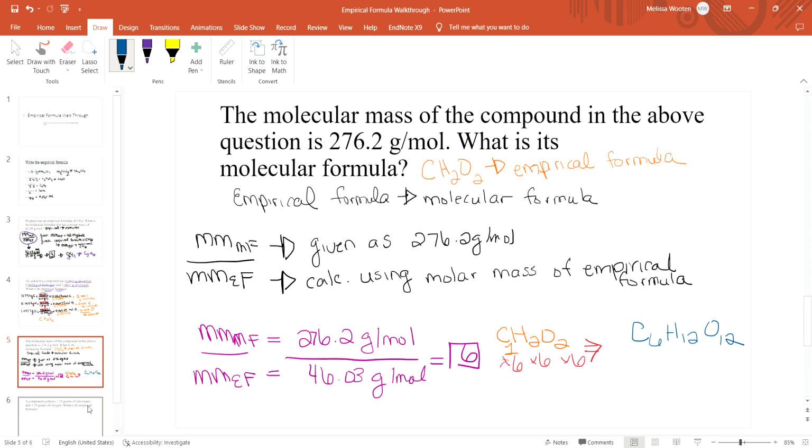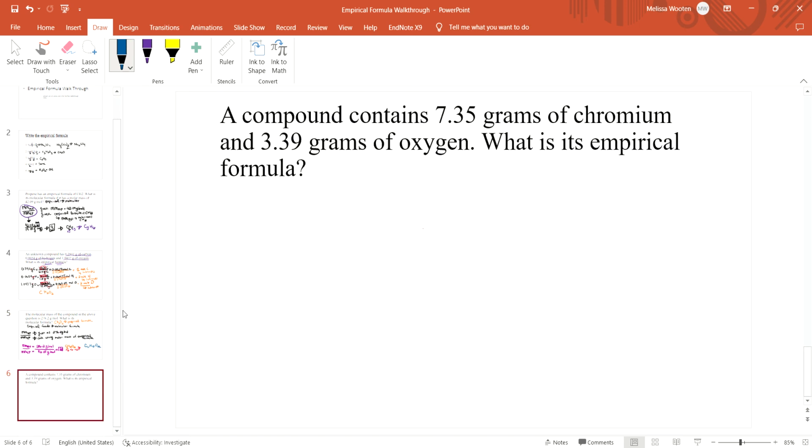Alright, so on to the next problem. A compound, and this is the last problem in that worksheet. The other problems are similar to the first two. This one's a little funny because we're going to get 1.5 as a subscript, and we'll talk about how to deal with that. It's very straightforward. Alright, so again, we're finding the empirical formula by taking the grams and finding moles.